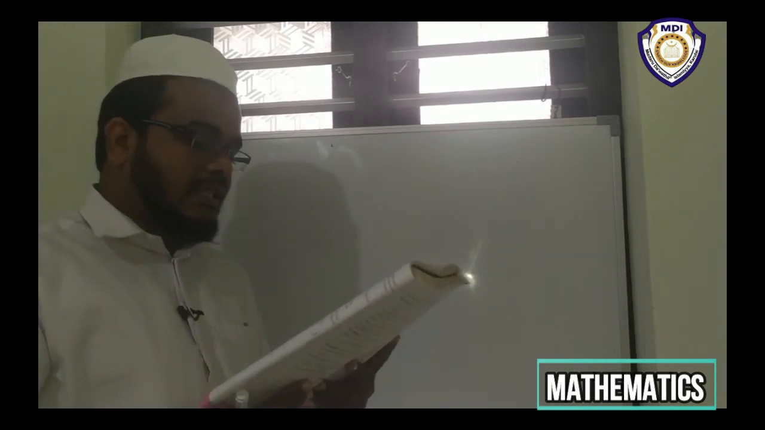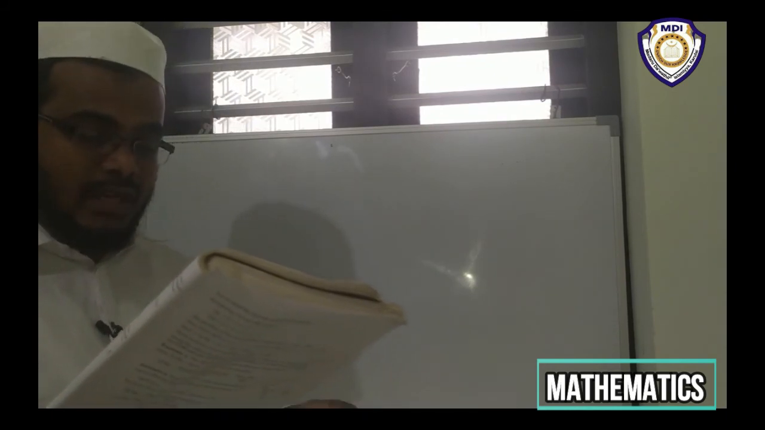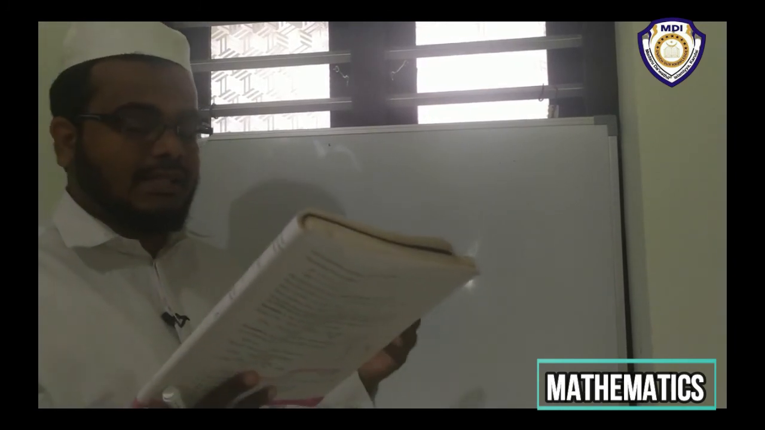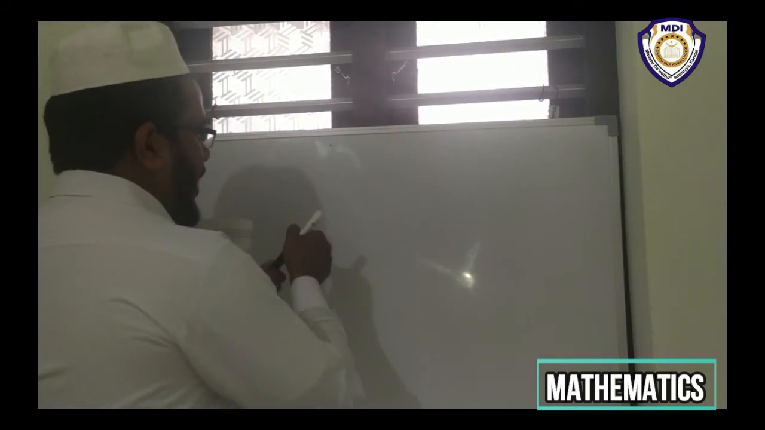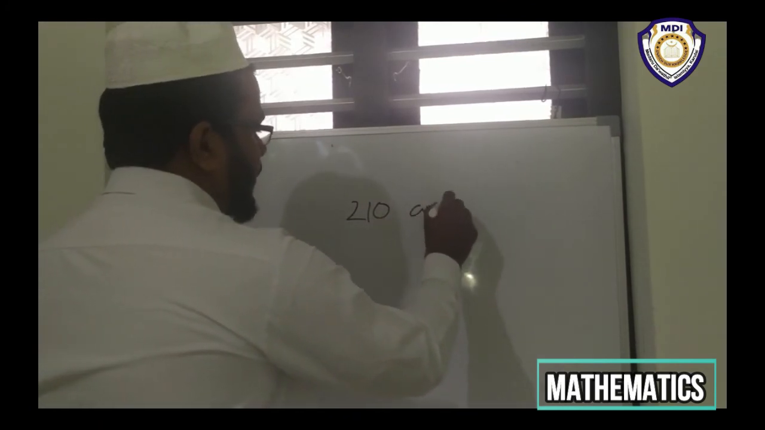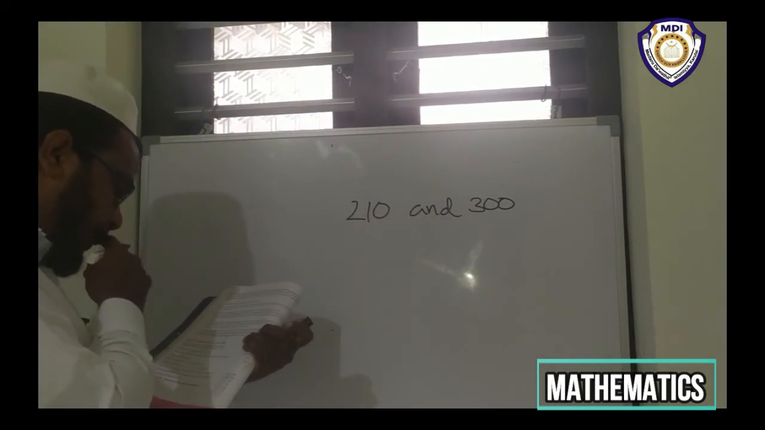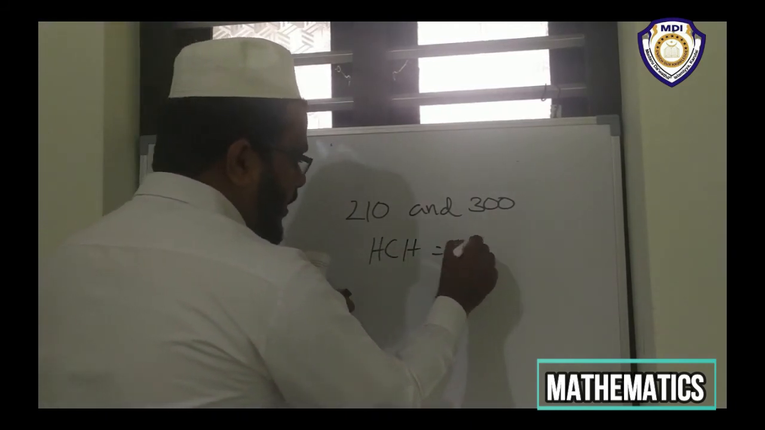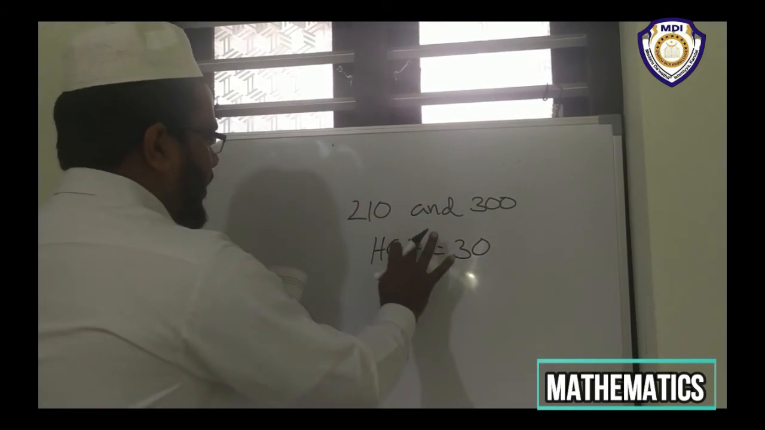Then the relation between HCF and LCM, we have studied in the 5th class. Let us now discover the relation that exists between HCF and LCM of two given numbers. What is the relation? Consider the numbers 210 and 300. What is the HCF here? You have to find out. The HCF here is 30.